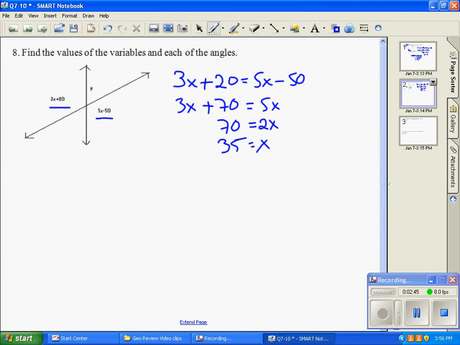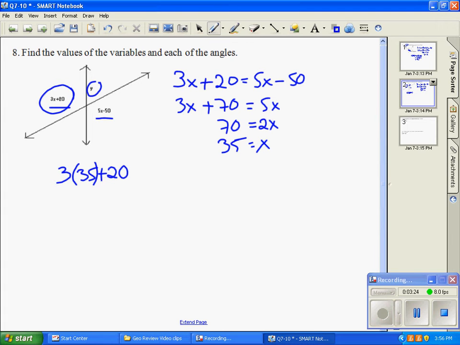Okay, so now we need to find y. And y is actually not just a variable, but it's also that angle. So to find that, we're going to use linear pairs. Now we have to find one of the other two angles in order to use linear pairs. So I'm going to take the 35 and plug it into one of the two expressions. So let's plug in 35 right here. So we're going to have 3 times 35 plus 20.